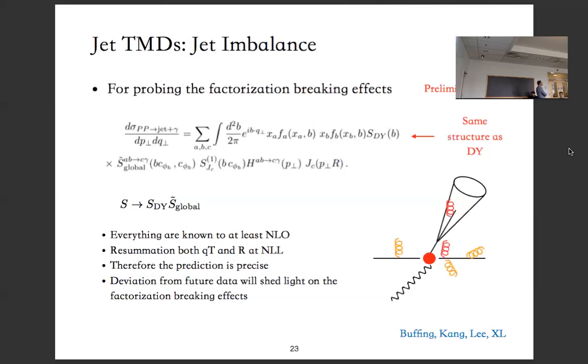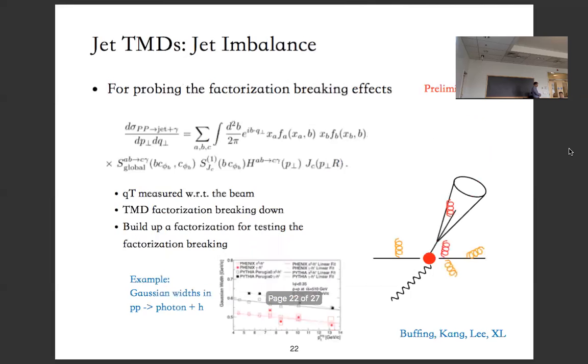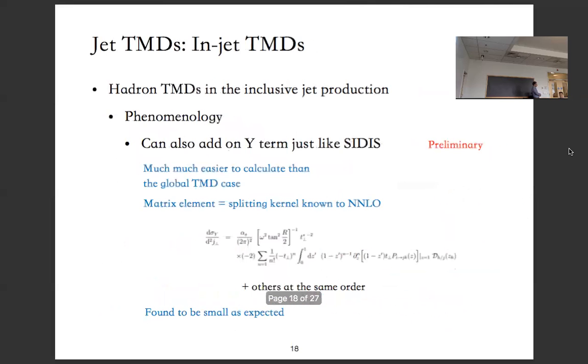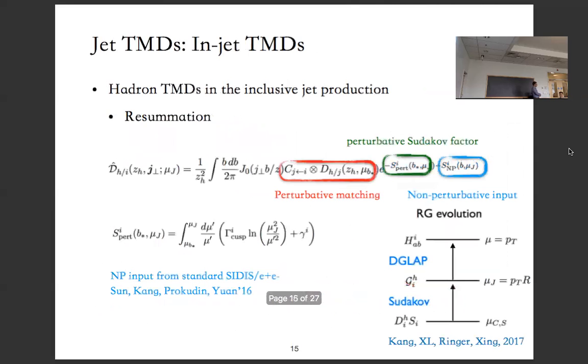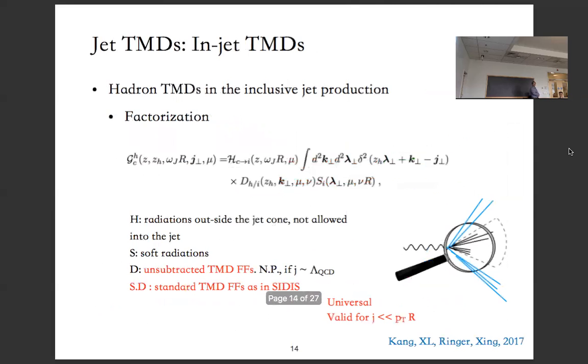I have just a very quick question. What you said is that there is a direct connection between the TMD objects that we measure in physics and these objects that you define in jets. Does this mean that phenomenologically, if you measure these, you can reconstruct the others and vice versa? Yes, this is a universal function. So if you believe in the formalism, yes.